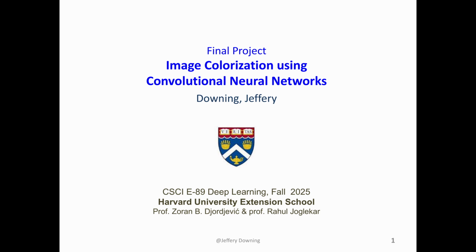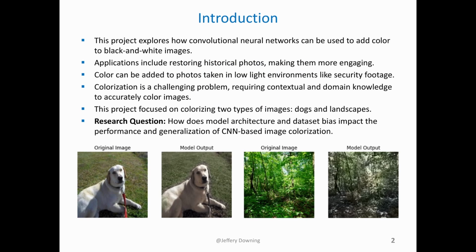Hello, my name is Jeffrey Downing, and I will be talking about image colorization using convolutional neural networks. So this project aims to explore how CNNs can be used to add color to black and white images.